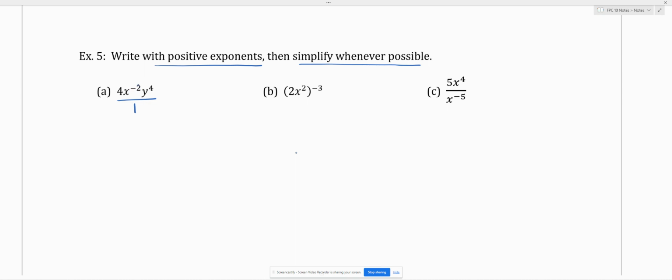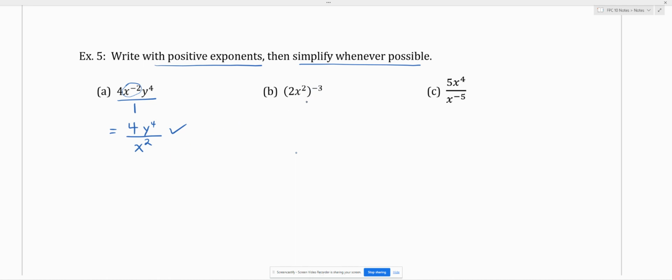So I'm going to take this piece right here, and we're going to move that power to the bottom, and the negative exponent's going to be gone. We're going to be done. So I'm going to leave what's up top, 4y to the 4, and the x to the negative 2 moves down and becomes a positive exponent, and we're done.